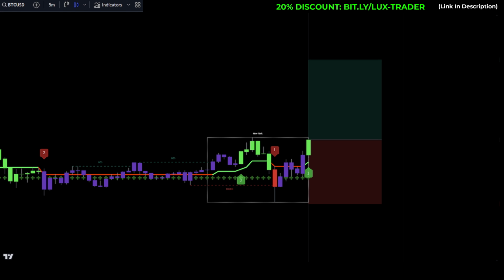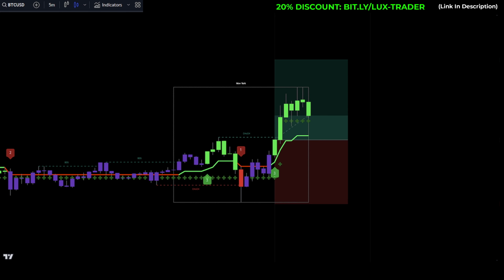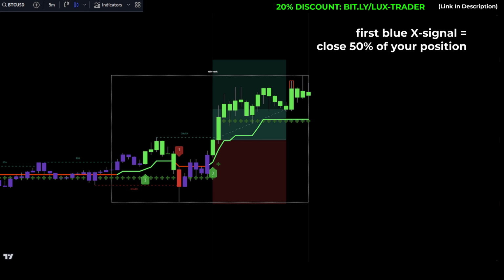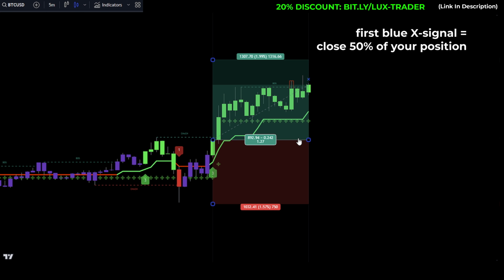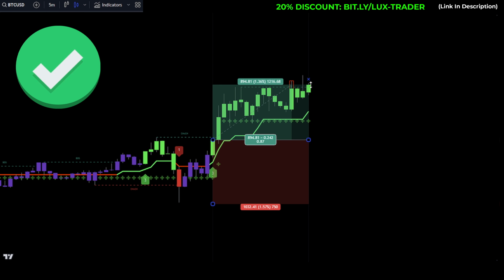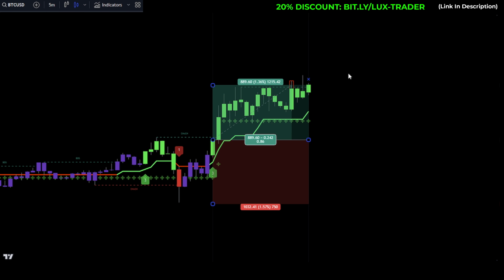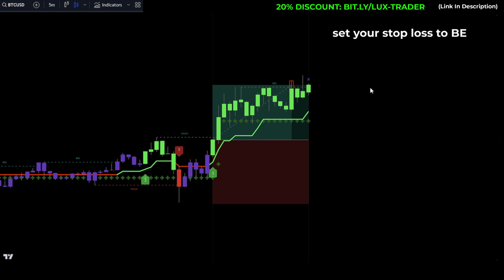And now, you are not going to use a fixed risk-reward ratio for the target. Instead, you're going to wait for a blue exit signal before taking half of your position off. Now here, you can see the exit signal being printed, so you want to close half of your position and adjust your stop loss to break even. This way, you can confidently wait for another exit signal, as you can't lose anything more now.